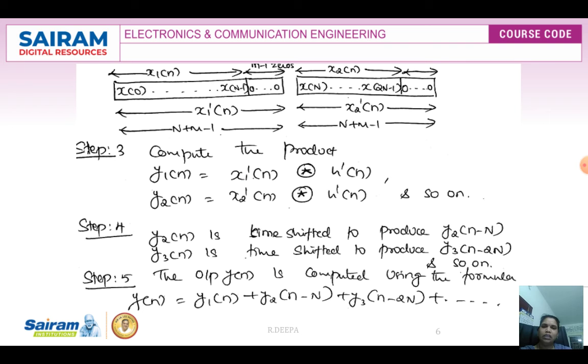And finally the output y of n is computed using the formula: y of n is equal to y1 of n plus y2 of n minus N plus y3 of n minus 2N plus y4 of n minus 3N and so on. This is how we get the linear convolved output y of n.